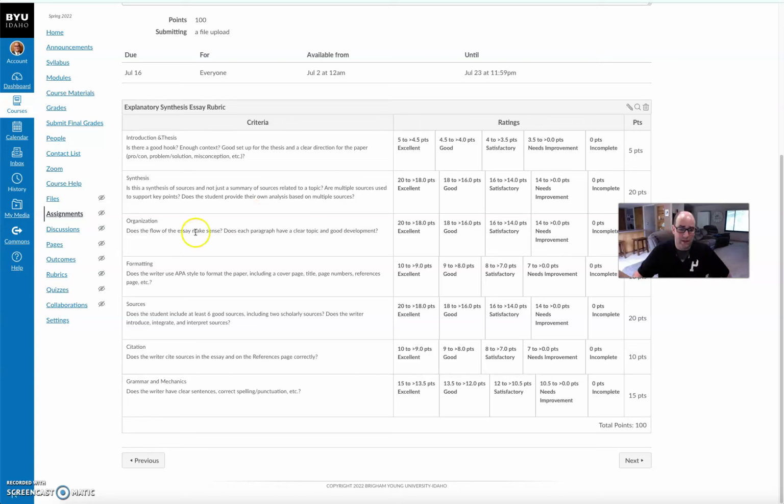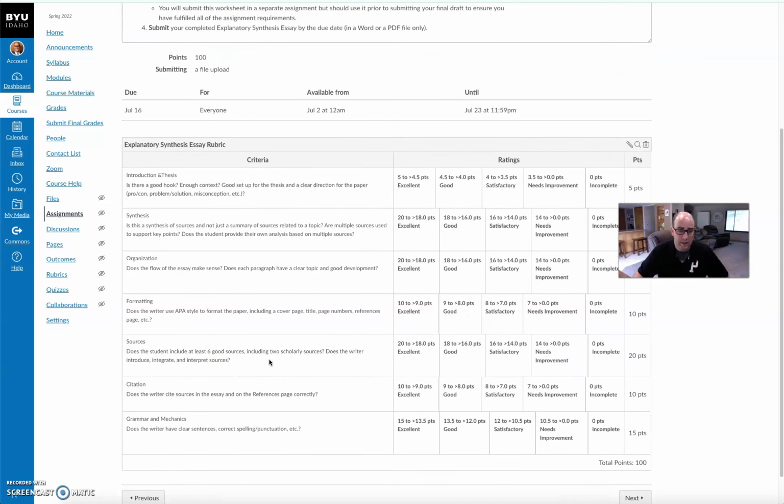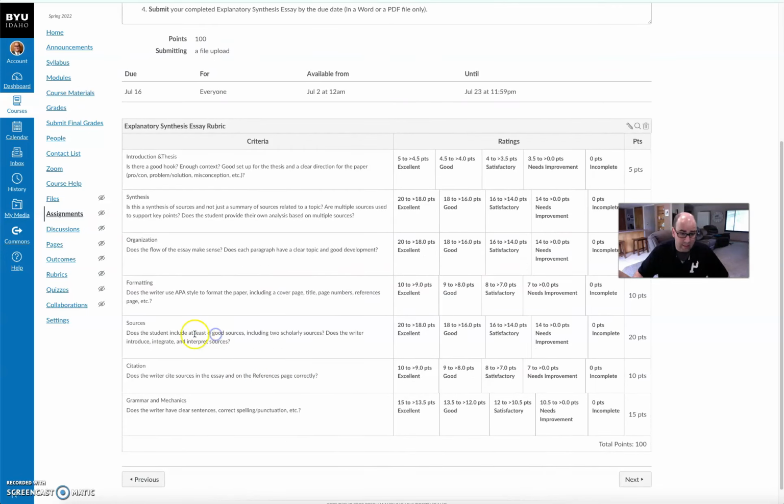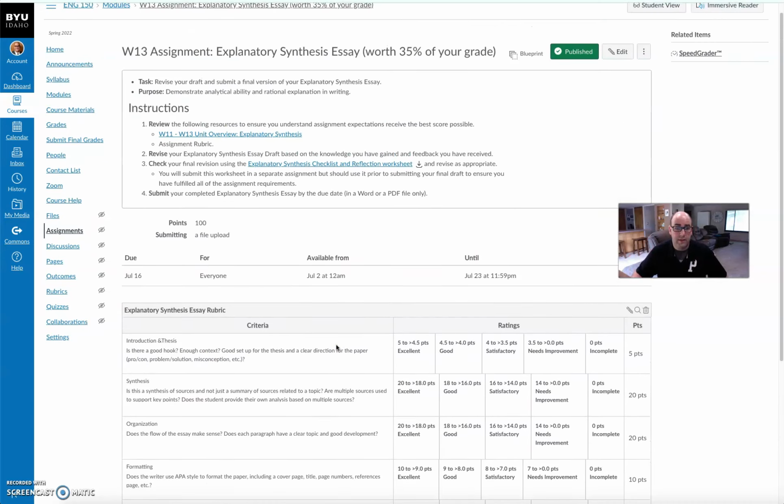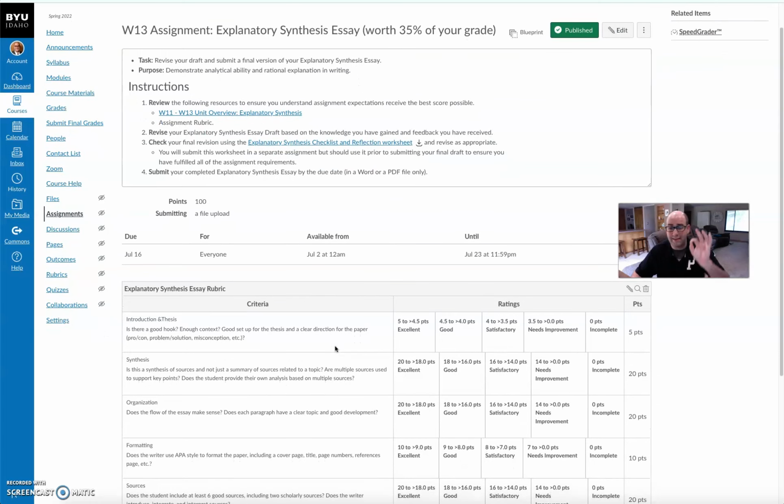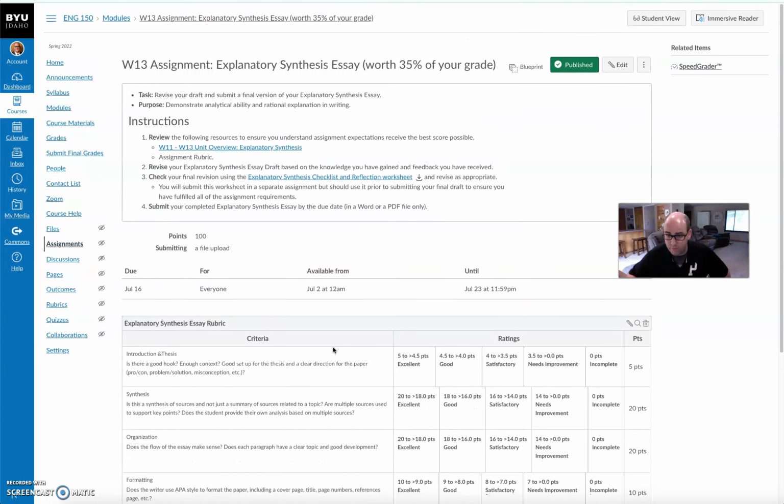You're also having a bunch of points on organization. You want to make sure your APA citations and your reference page is all correct. Do you have at least 6 sources and 2 scholarly sources? Lots of stuff that we're grading you on. So make sure that this is top-notch writing. This should be the best writing you've done all year.